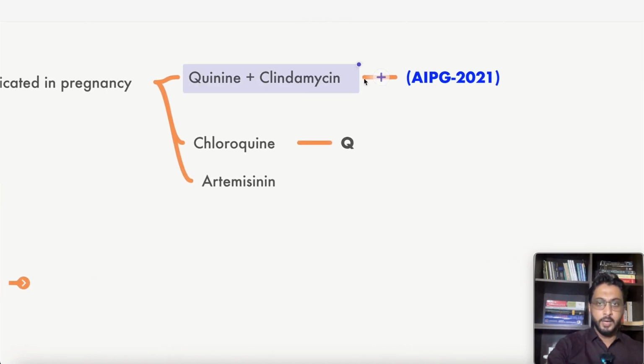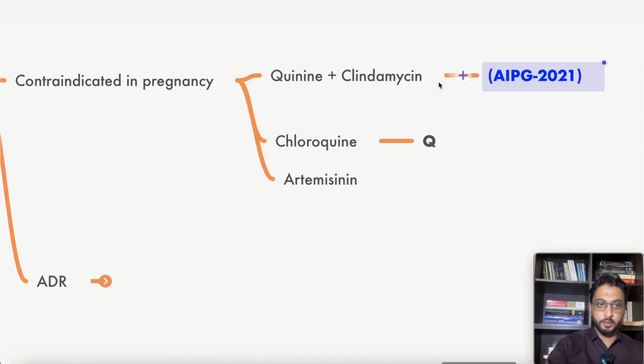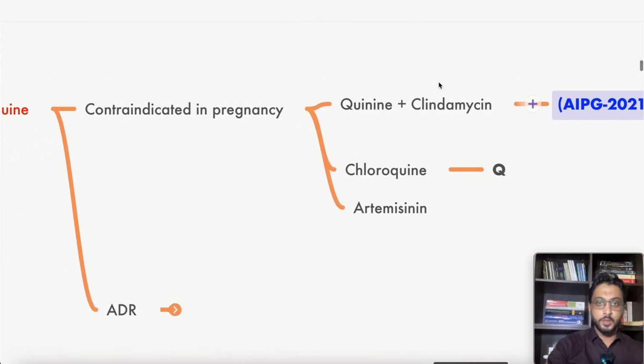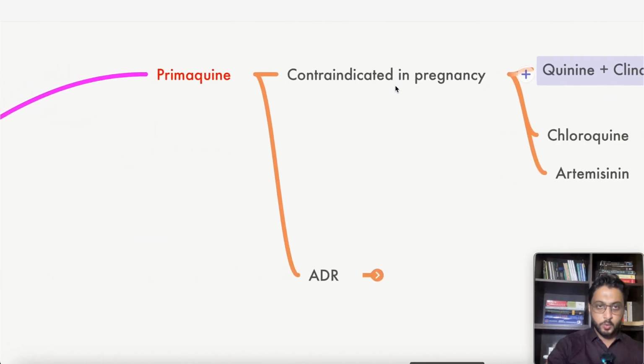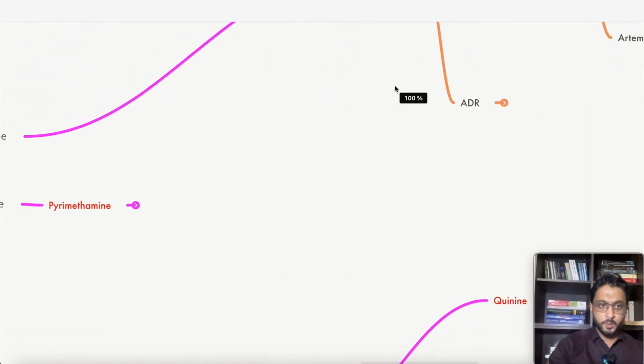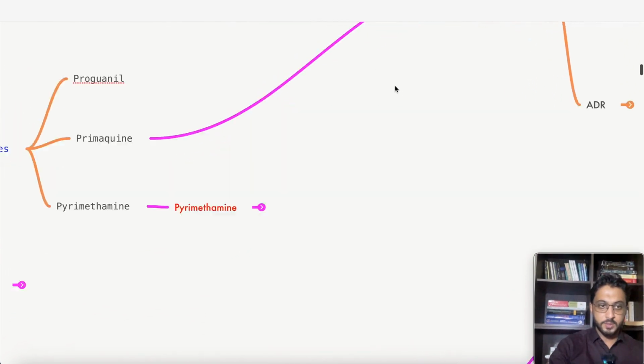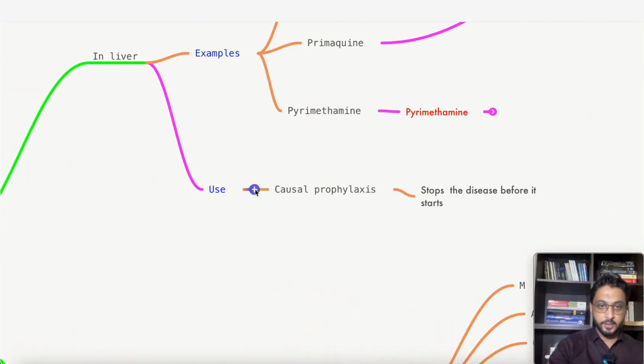This was asked in 2021. What is the drug of choice which you can use in pregnancy? That is quinine and clindamycin. So why are we using these drugs in the liver? That is the causal prophylaxis, it stops the disease before it starts.